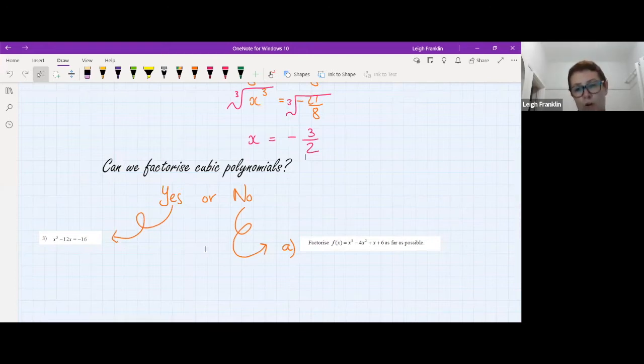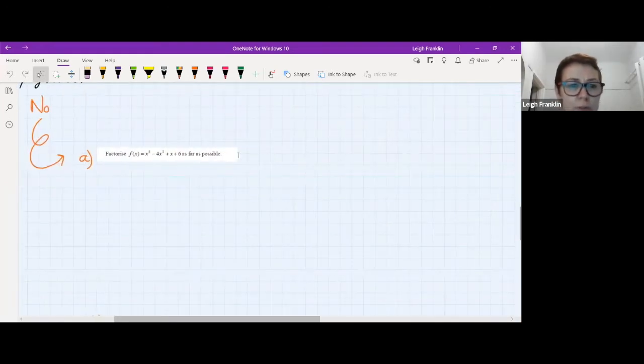Can we factorize cubic polynomials? In which camp are you sitting? Can you factorize cubic polynomials? Yes, or is this something that we are struggling with? If you can put that into the chat for me, either a yes or a no, then I know where to focus my attention. So a lot of you are saying no. Okay, perfect. Let's focus on that, because in order to solve a cubic equation, we have to be able to factorize a cubic polynomial. So we have to acquire those skills first.